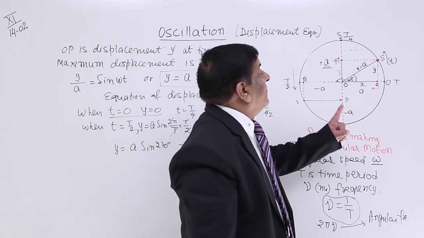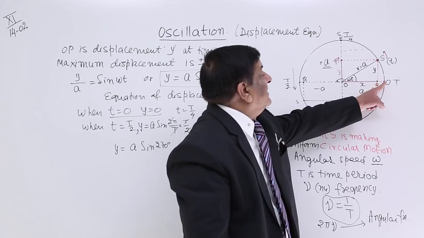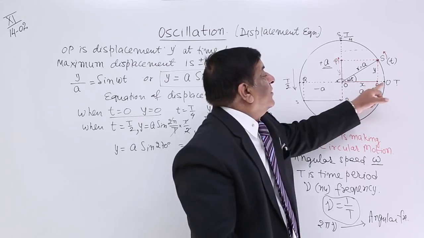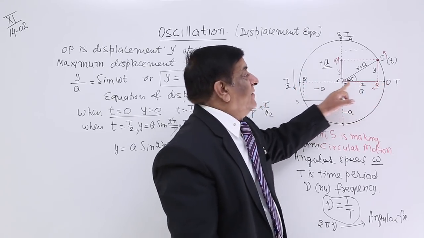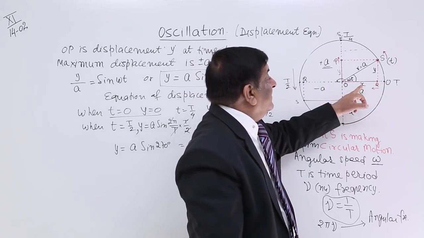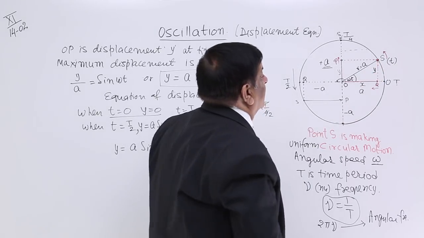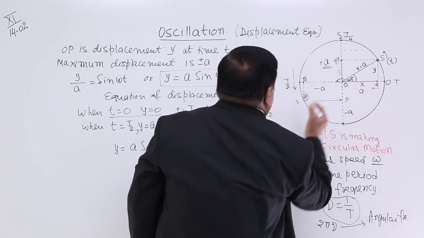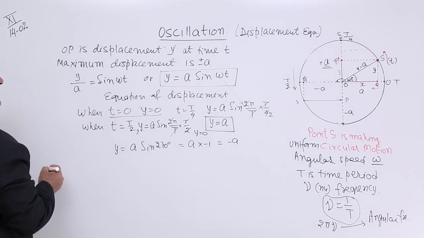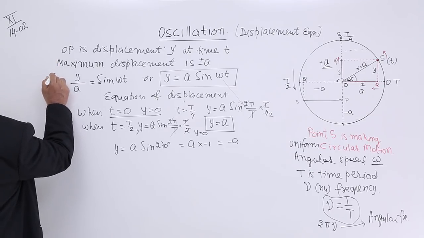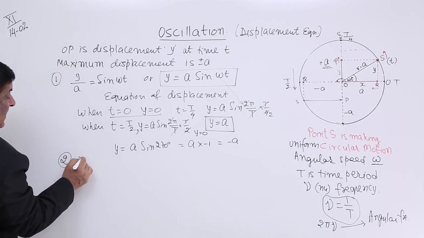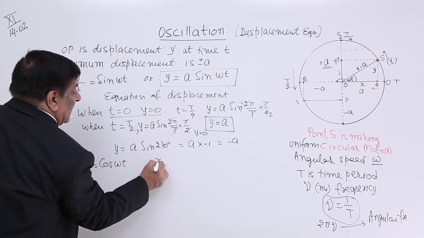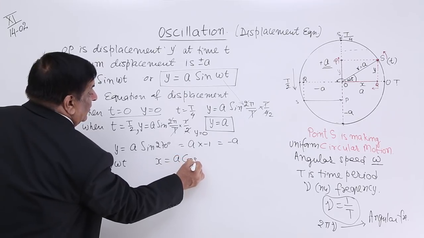So, if we want to find out the equation of x, because when S is rotating, x is also moving on this line, this perpendicular. So at any time x is also related to t, we get an equation that x upon a is equal to cos omega t. So this is our second equation. x upon a is equal to cos omega t. So x is equal to a cos omega t.